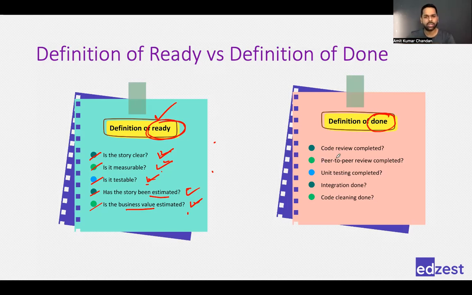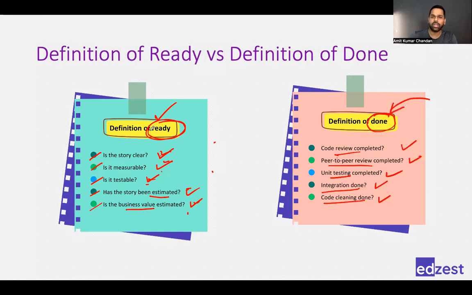For example, is the code review done by the person who is writing the code or the person who is testing it? Is the peer-to-peer review done? Have you shown your code to somebody else? Have they reviewed it? Right? Is the testing complete? Is the integration done? Is the code cleaning done? So whatever is important for the team, you would note all those points down and create a checklist. Only when there is a yes for all these particular points can the user story be said to be done.